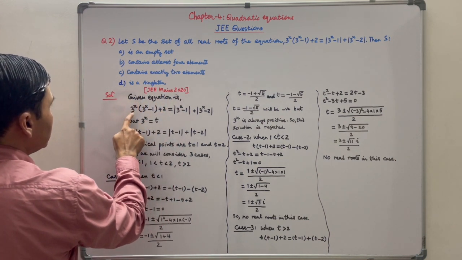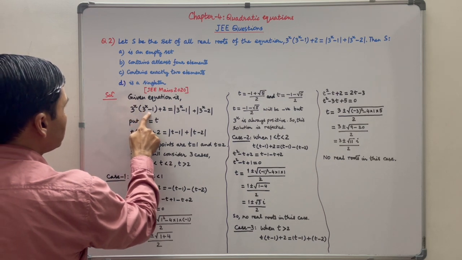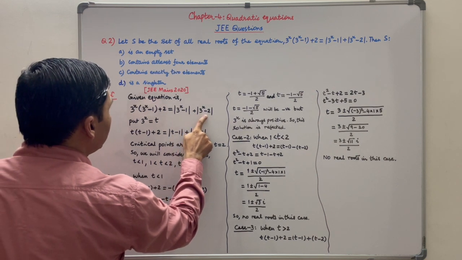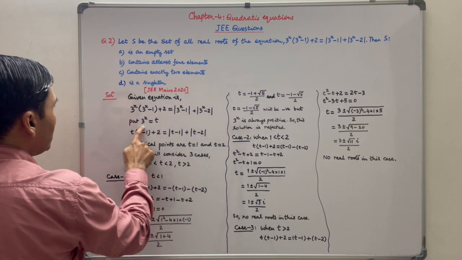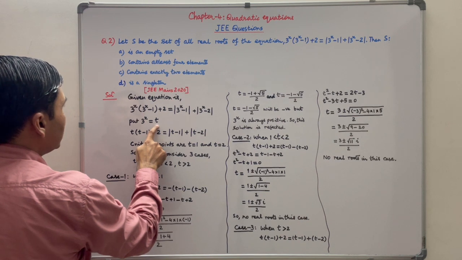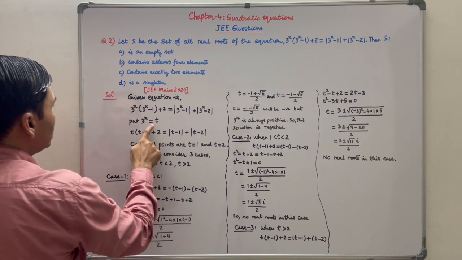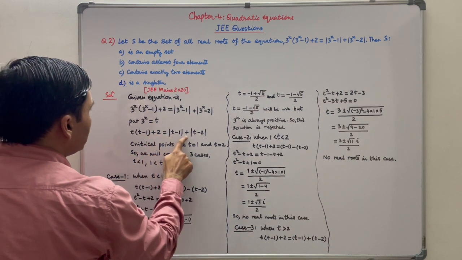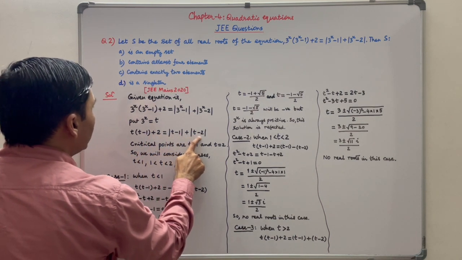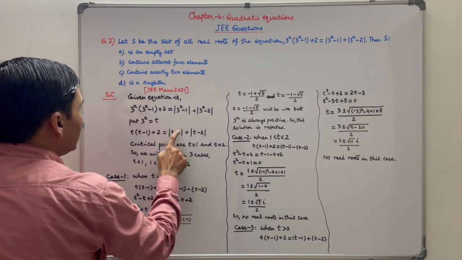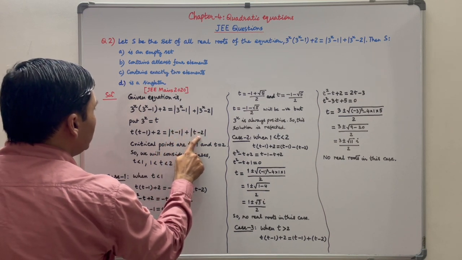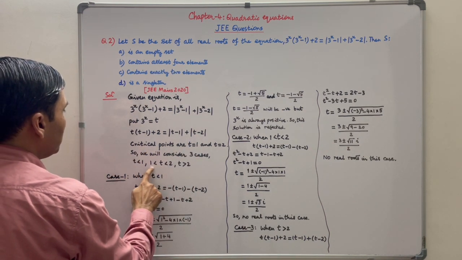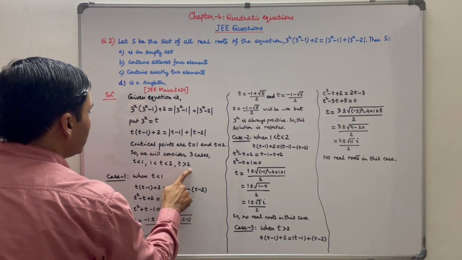The given equation is 3^x(3^x − 1) + 2 = |3^x − 1| + |3^x − 2|. Put 3^x = t so that the calculation is easier. So the equation will be t(t − 1) + 2 = |t − 1| + |t − 2|. Critical points are t = 1 and t = 2. So we will consider three cases: when t is less than 1, when t lies between 1 and 2, and when t is greater than 2.